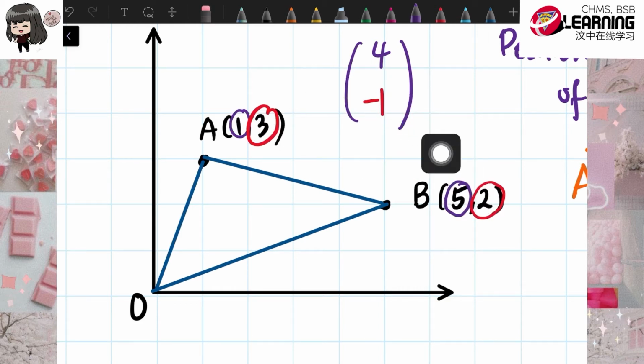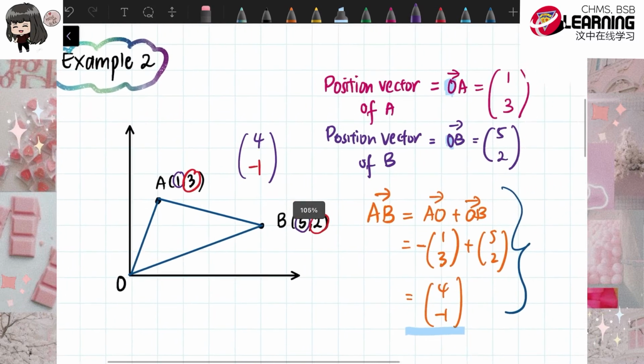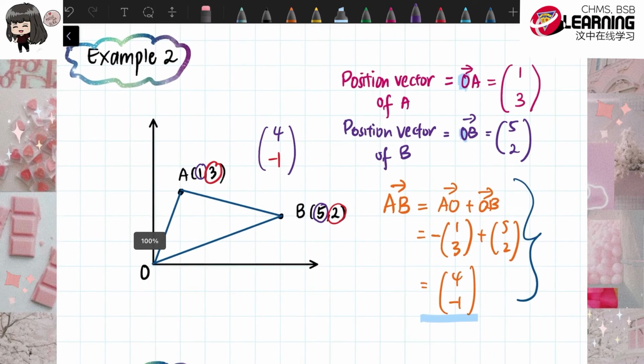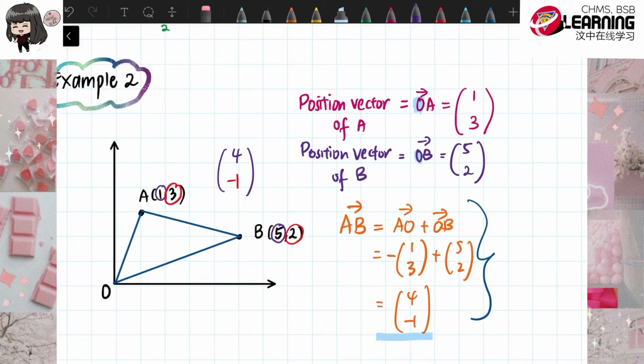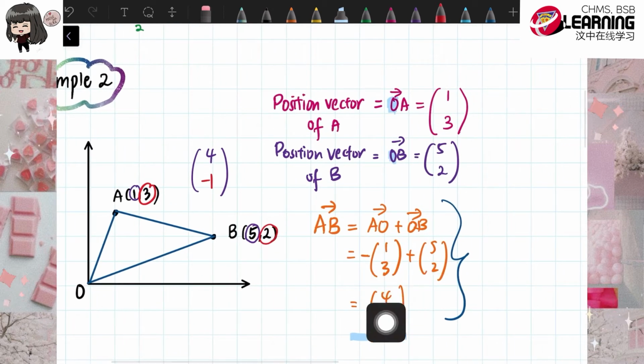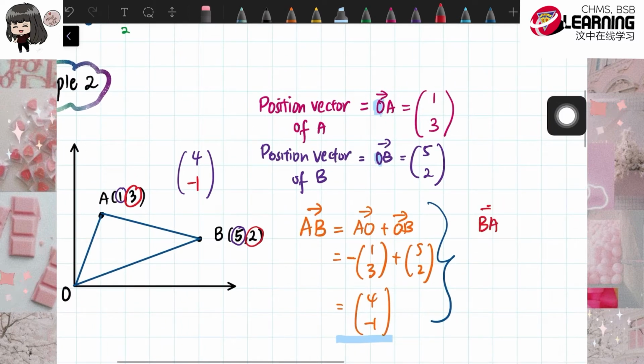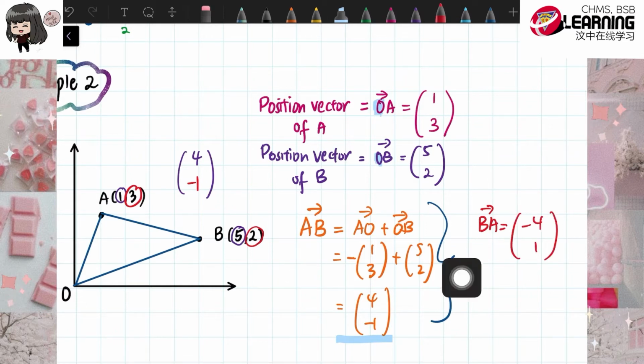Okay, I'm teaching you this method for when you are not given any diagram. So to find AB, just like this, alright? How about BA? Let's look at BA. You already know that it's the opposite direction of this, right? AB is (4, -1), so BA is (-4, 1). Opposite direction means you negate it, so negative 4 and the negative becomes positive 1.